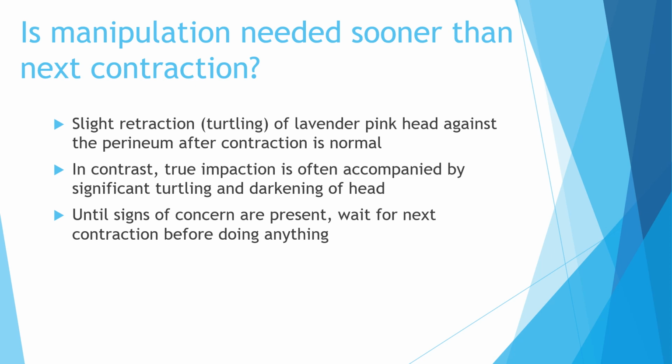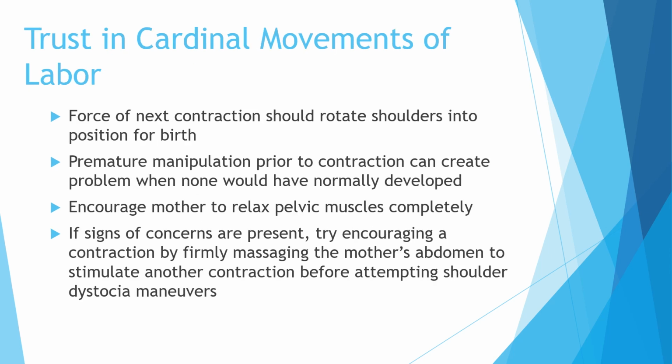And that's why I use my hands, especially in a water birth. You want a light, you want a mirror, you want to use your hands to know if the baby is not getting impaired blood flow. True impaction is that significant darkening. It's not just a little bit pink or purple, it's pretty dark purple. And if signs of concern are present, you don't want to wait for the next contraction, but most of the time in normal restitution, let the body do its thing.